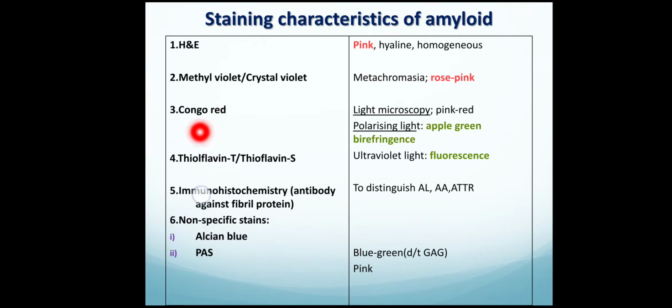Next is Congo red. So on light microscopy it will give pink red, while on polarizing light it will give apple green birefringence. So this point is very important. Next, thioflavin T and thioflavin S are fluorescent dyes. They will give fluorescence under UV light. Next is IHC, immunohistochemistry, with which we can demonstrate the type of amyloid protein. So we can distinguish amongst the various proteins like AL, AA, ATTR by using specific antibodies against these fibrillary proteins. Now others are the non-specific stains like Alcian blue and PAS.